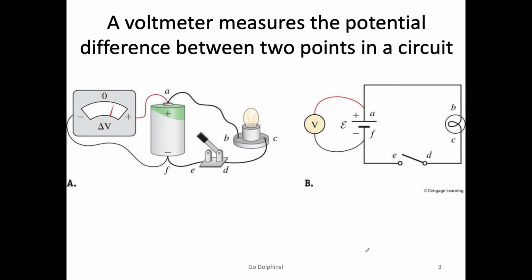This is a typical DC circuit. You see, how do we measure the potential difference between 2 points in a circuit? You just put the positive end of the voltmeter on one point and the negative terminal of the voltmeter on the other, and it will give you the potential difference between 2 points on the circuit.